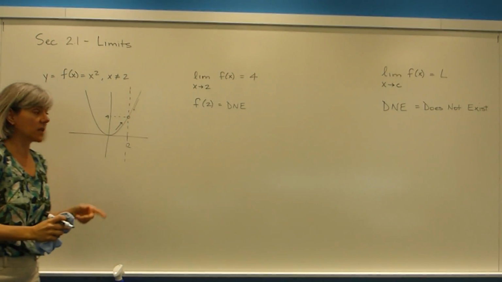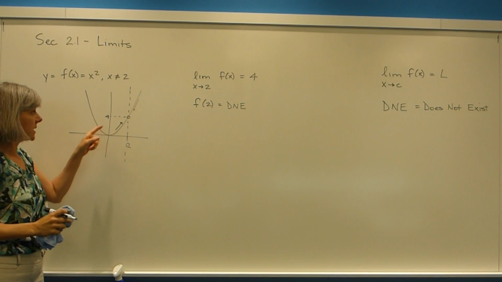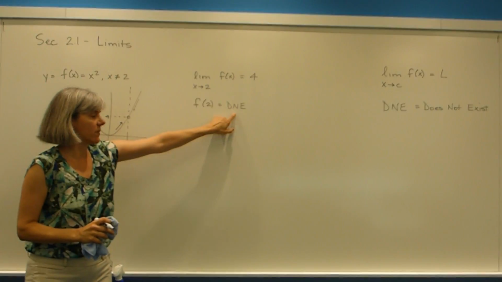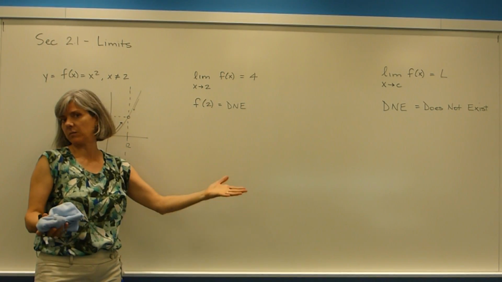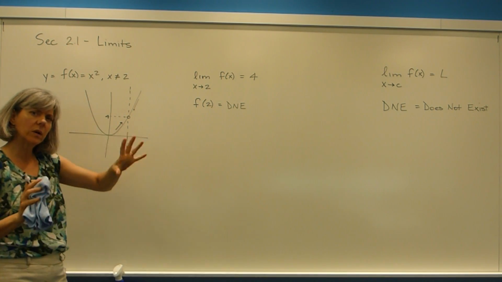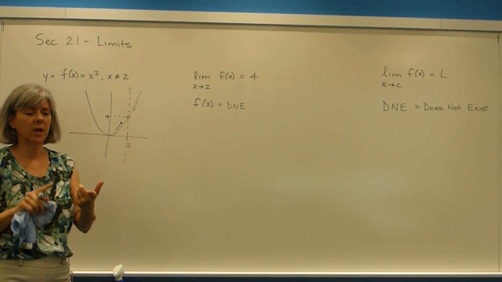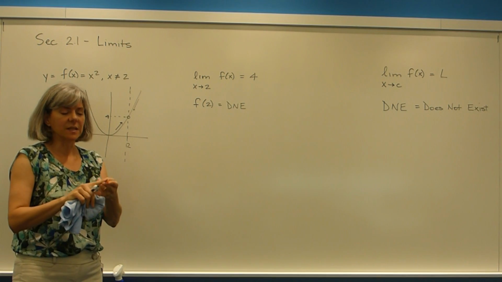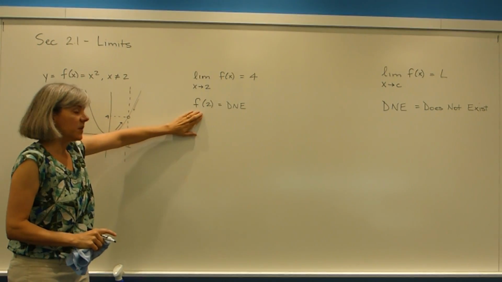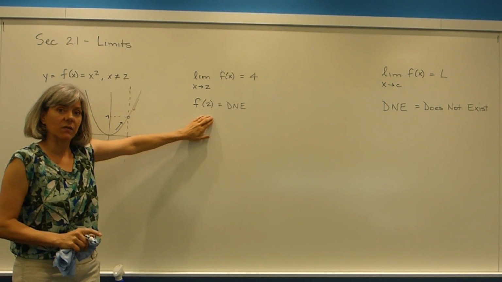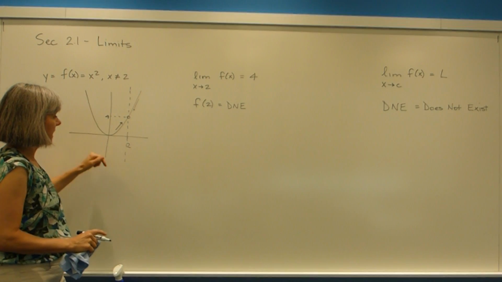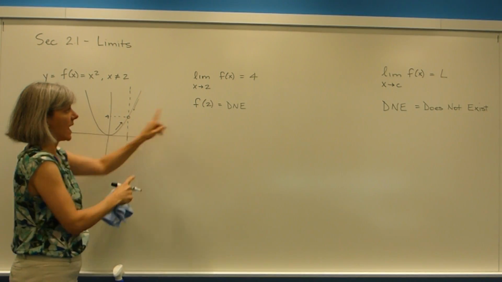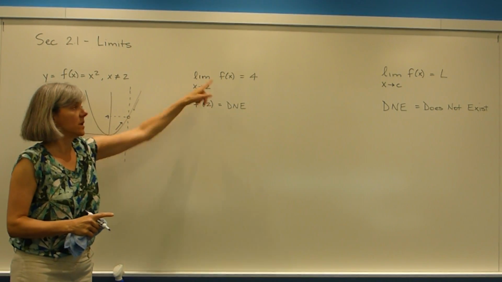The limit does exist. I know exactly what y is doing. It's headed towards 4. It will never have a point there. That doesn't matter. Okay, so that's a weird thing about limits. Limits are all about the approach, the expected value. The function definition is about the exact value. So again, in this case, as we approach x equals 2, the actual value does not exist, but the limit does.